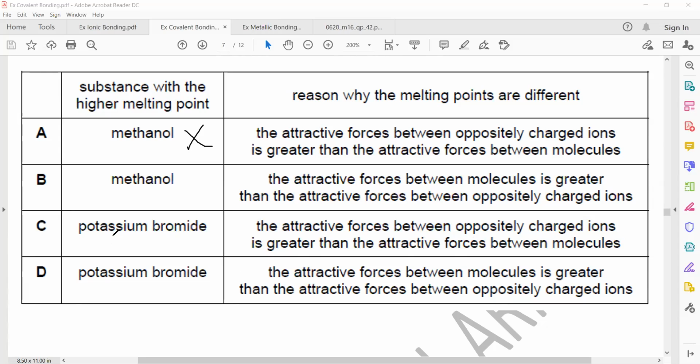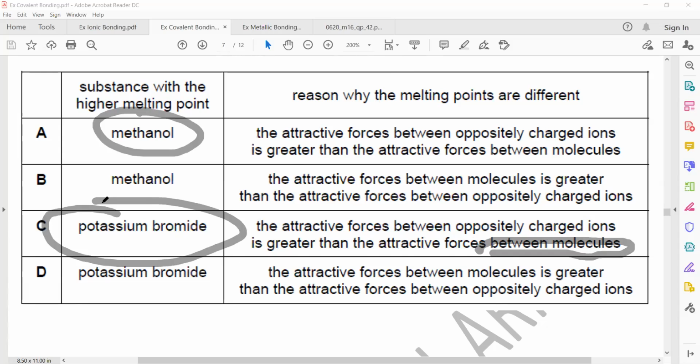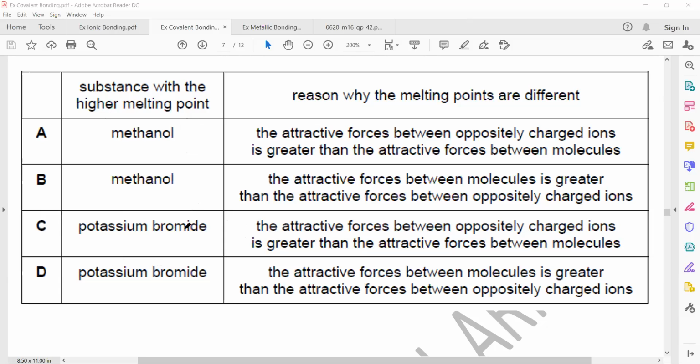This is a comparison, because potassium bromide is an ionic compound, whereas methanol is a molecule. And in an ionic compound, the attractive force between oppositely charged ions is greater than the attractive force between the molecules. So methanol is a molecule and potassium bromide is an ionic compound. So these ions have a stronger force as compared to that of molecules. That's correct. That's why potassium bromide has a higher boiling point as compared to methanol.